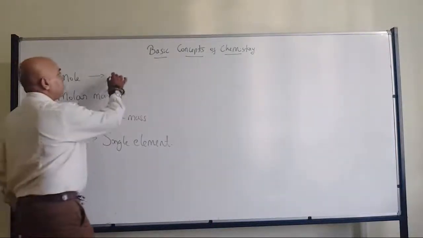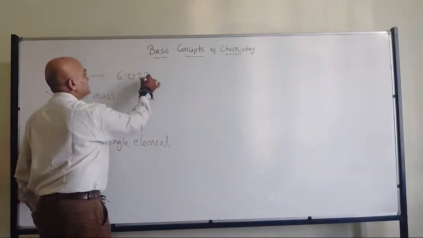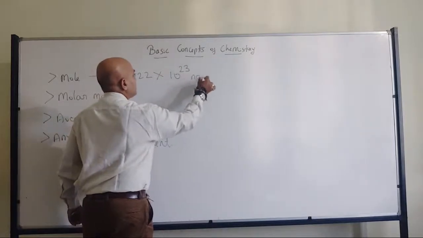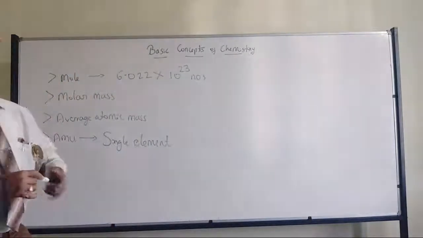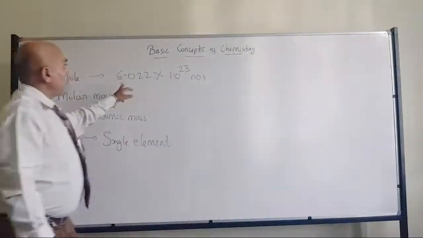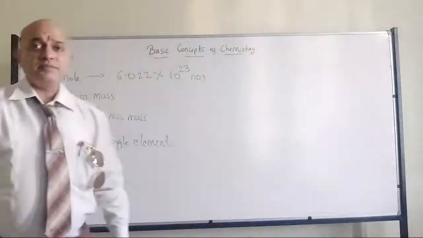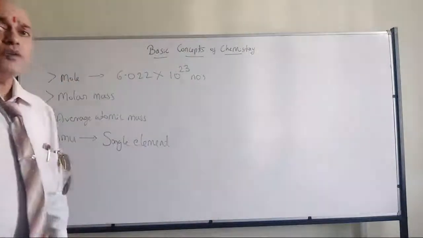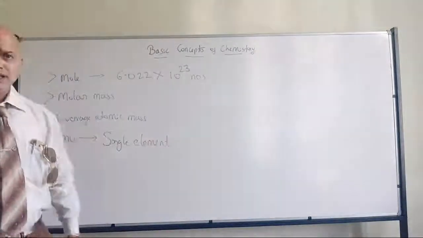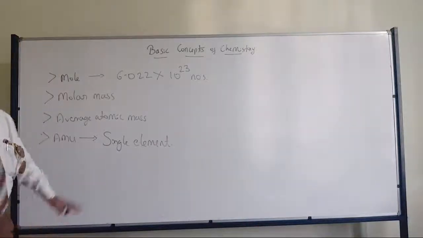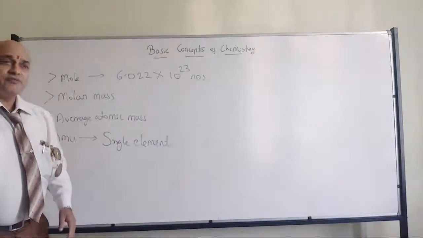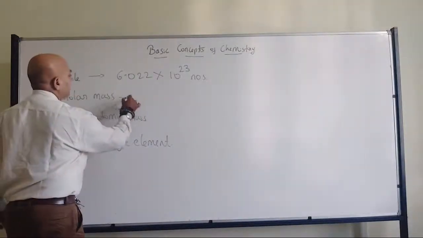So that number is nothing but 6.022 into 10 to the power of 23. But that is not the definition of mole. We have to define from where we got this number. That number is nothing but the number of carbon 12 atoms which will be there in 12 gram of that particular element. Fine? So all of you have understood? This number you should remember. Fine? So next one, molar mass.